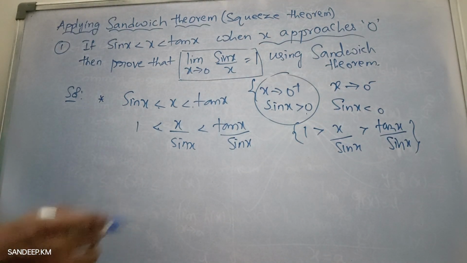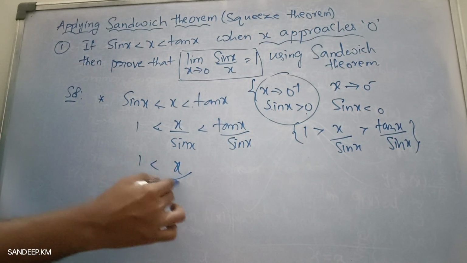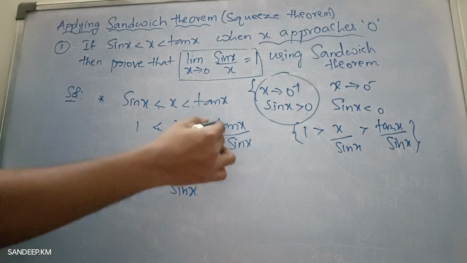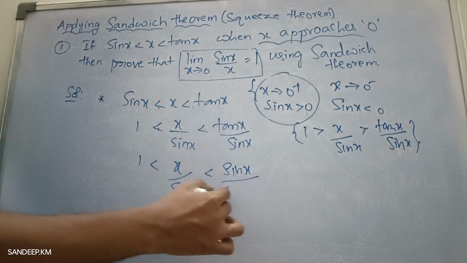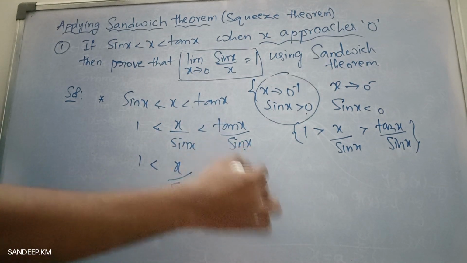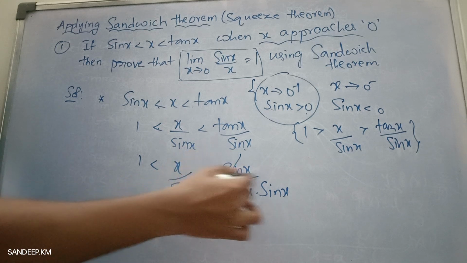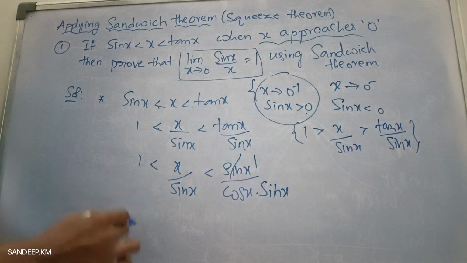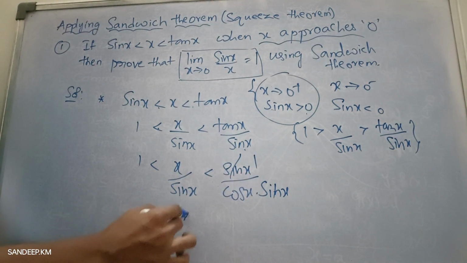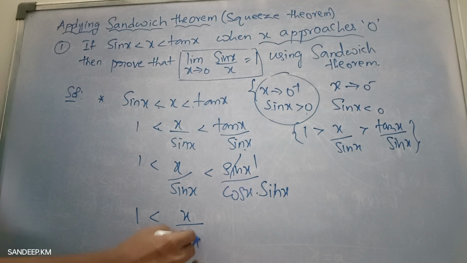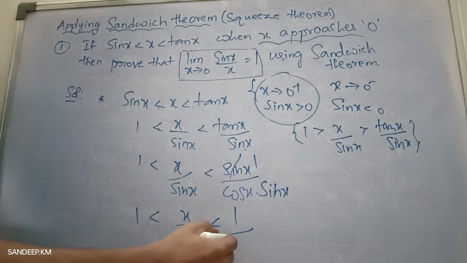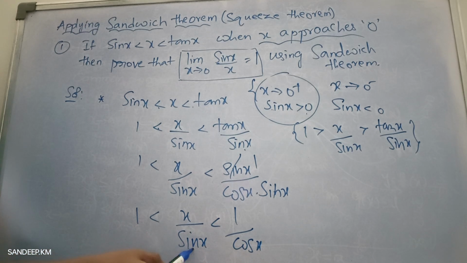Okay, now next, 1 less than x by sin x less than tan x, which is sin x by cos x, and already in the denominator we have sin x. So sin x and sin x will get cancelled. We understand that 1 is less than x by sin x is less than 1 by cos x. So x by sin x is sandwiched between 1 and 1 by cos x.